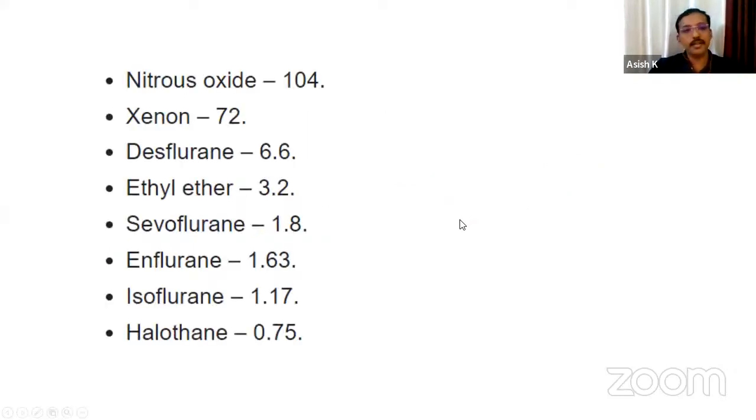Now let us see what are the other agents which are used in this area. We should know the MAC values of various volatile agents. The most commonly asked questions are about halothane, which is 0.75, and then nitrous oxide. Nitrous oxide, as you know, cannot be used as an induction agent because it has a very high MAC value and it is a very poor agent for induction.